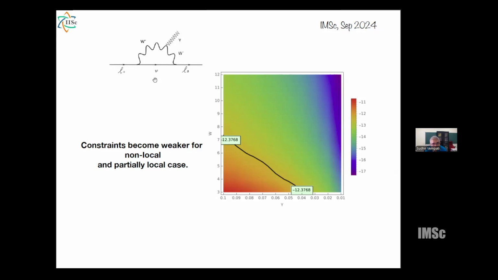Now, phenomenology. One of the important things is, phenomenologically, is this model viable? As I said, this model is extremely predictive in the sense that all your modes are fixed, their masses are fixed, and you know what your lightest mode is, and what its couplings are, and so on.